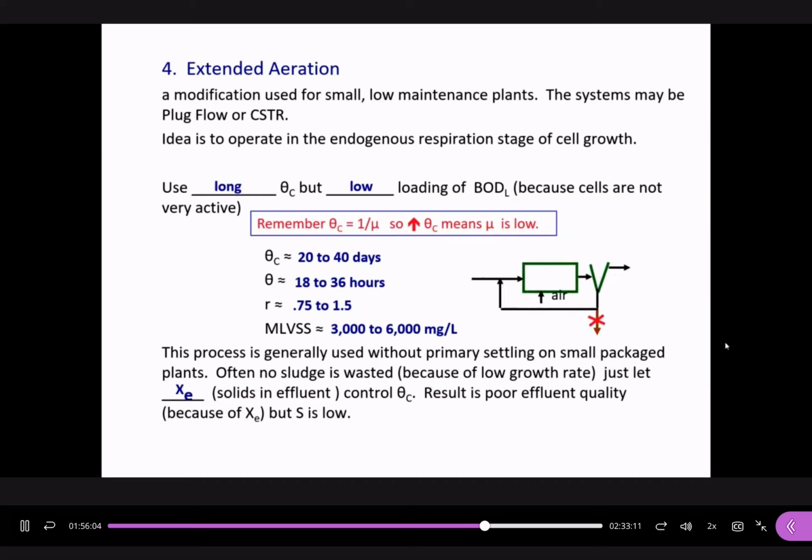And this is the schematic. So there's no waste stream.